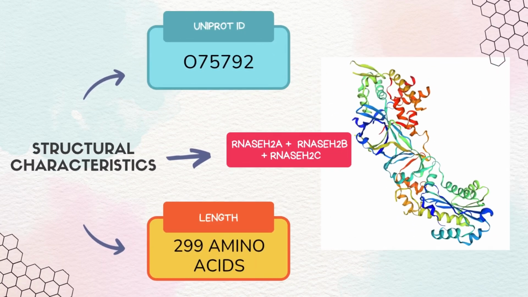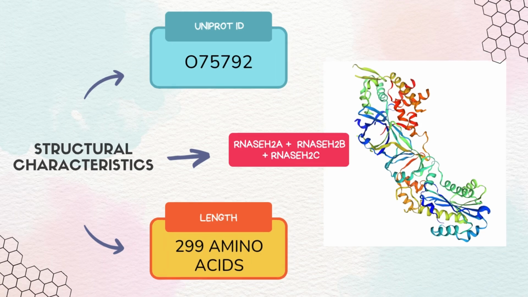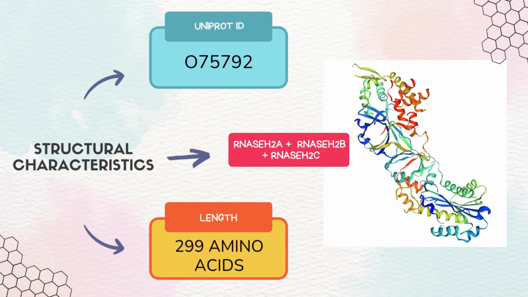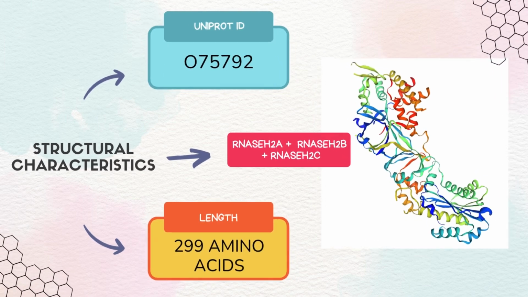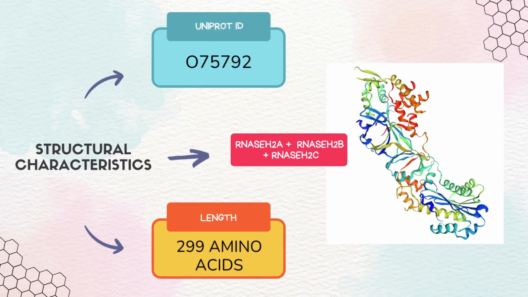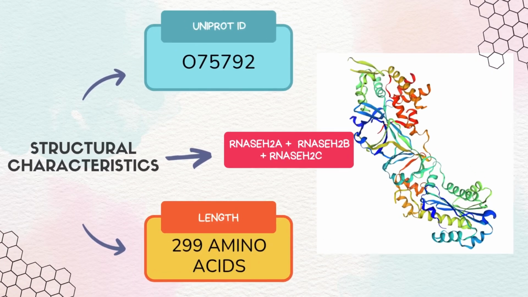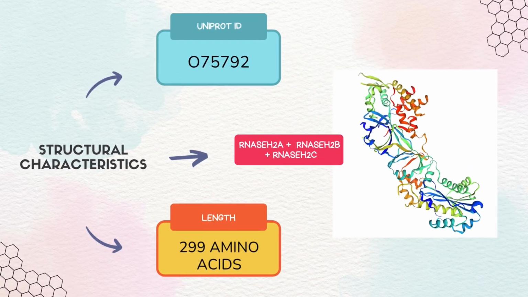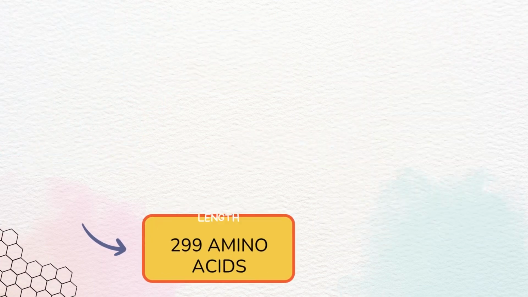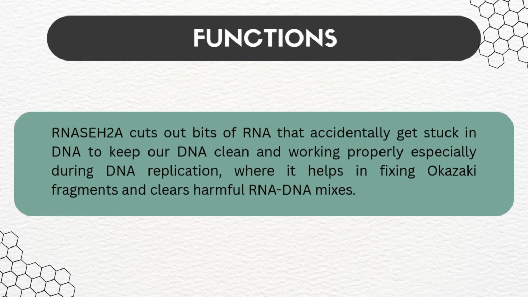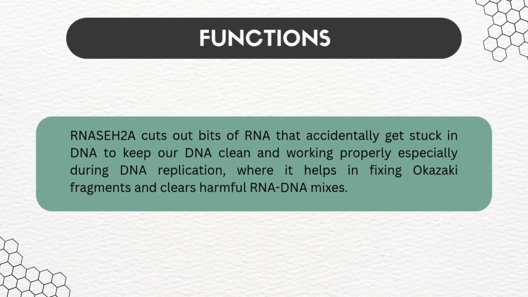Ribonuclease H2 subunit A forms a heterotrimeric complex with subunit B and subunit C. Its C-terminal region is a eukaryotic adaptation essential for binding the accessory subunits, which facilitate the formation of a stable and enzymatically active complex.